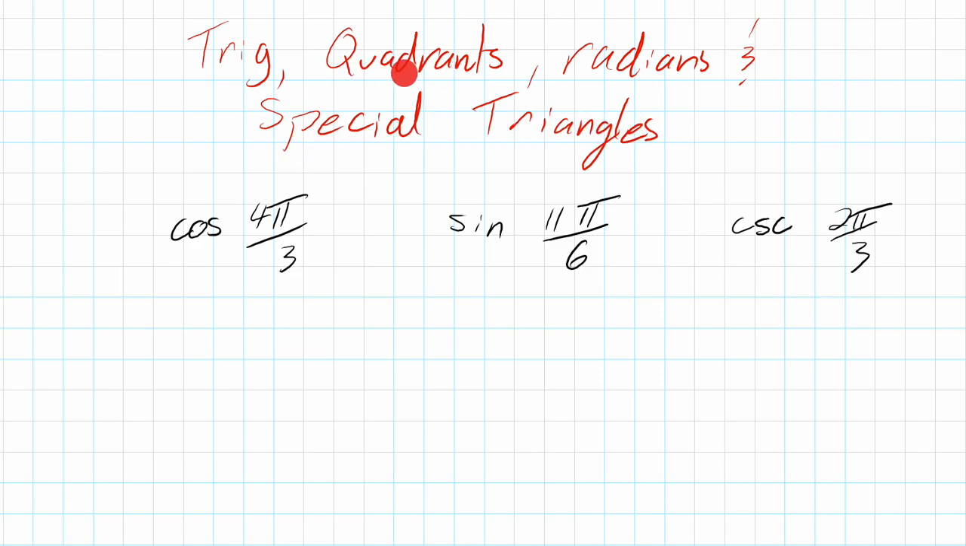But then we've got to talk about quadrants, and technically we're working in radians, and this all falls under trig, we could say. We'll take a look at question 1, I'll call it. Cos 4 pi over 3.